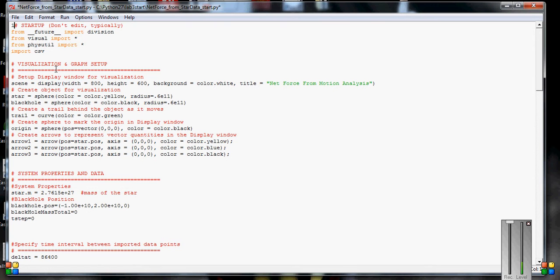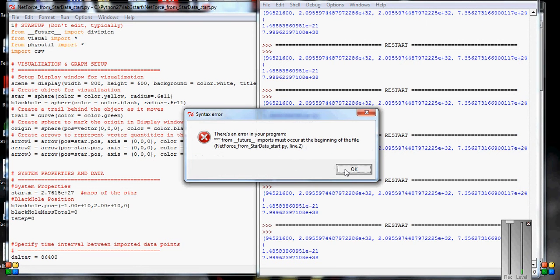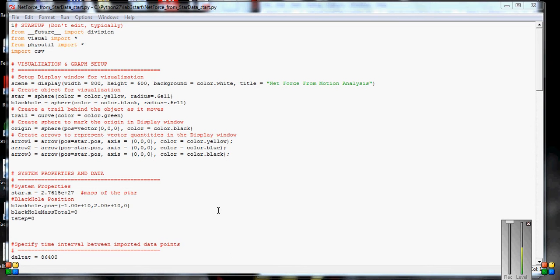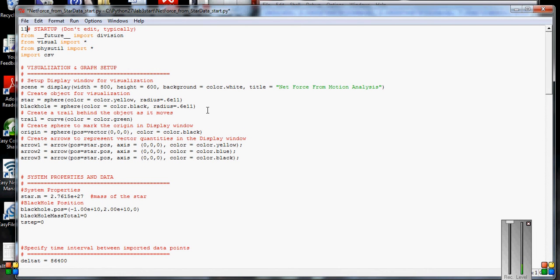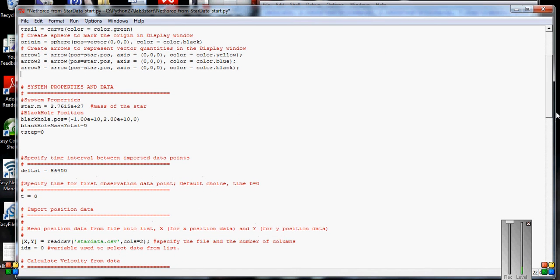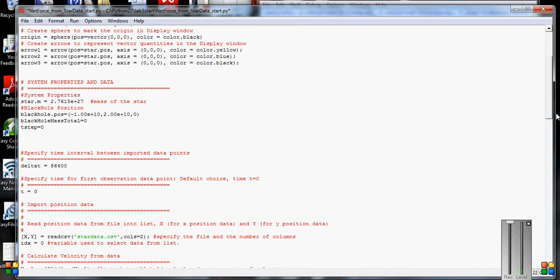So here we have the Python code that I used to create the computational model. I created a black hole attribute so we can actually visualize the black hole in the model. And as you can see, the mass of the star is 2.7615 e to the 27. The position of the black hole is given by the vector over there.